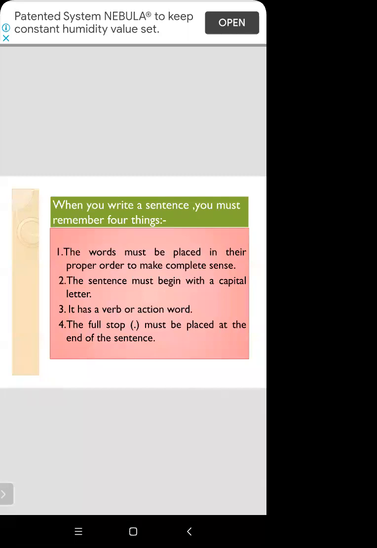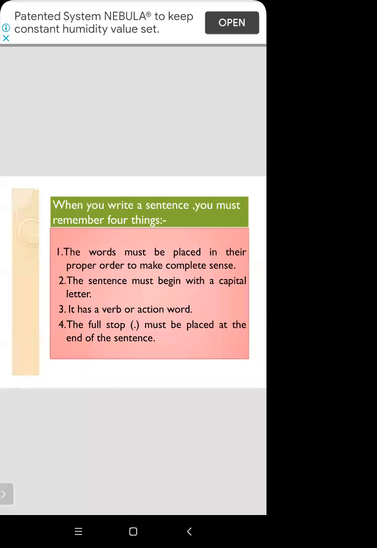जब आप कोई भी sentence लिखते हैं तब आपको 4 चीजें पता होनी चाहिए. You must remember 4 things. First one is, the words must be placed in their proper order to make complete sense. जो भी words होते हैं वो क्या होना चाहिए? Must be placed in their proper order. प्रत्येक जो words होते हैं वो proper order में ही place होने चाहिए to make complete sense.